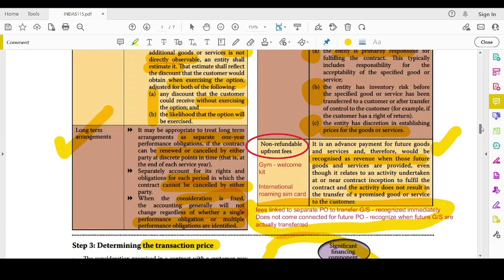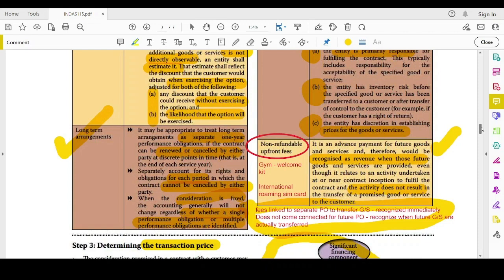Then we move on to non-refundable upfront fees. It is an advance payment, like when we enter into any contract, we make an advance. For example, if we go into rent or assume we obtain a gym membership, if we pay the initial non-refundable upfront fees, we will receive a welcome kit. And if it is an international roaming SIM card, we just get a SIM card and we have a right to use that SIM card for a particular period of time.